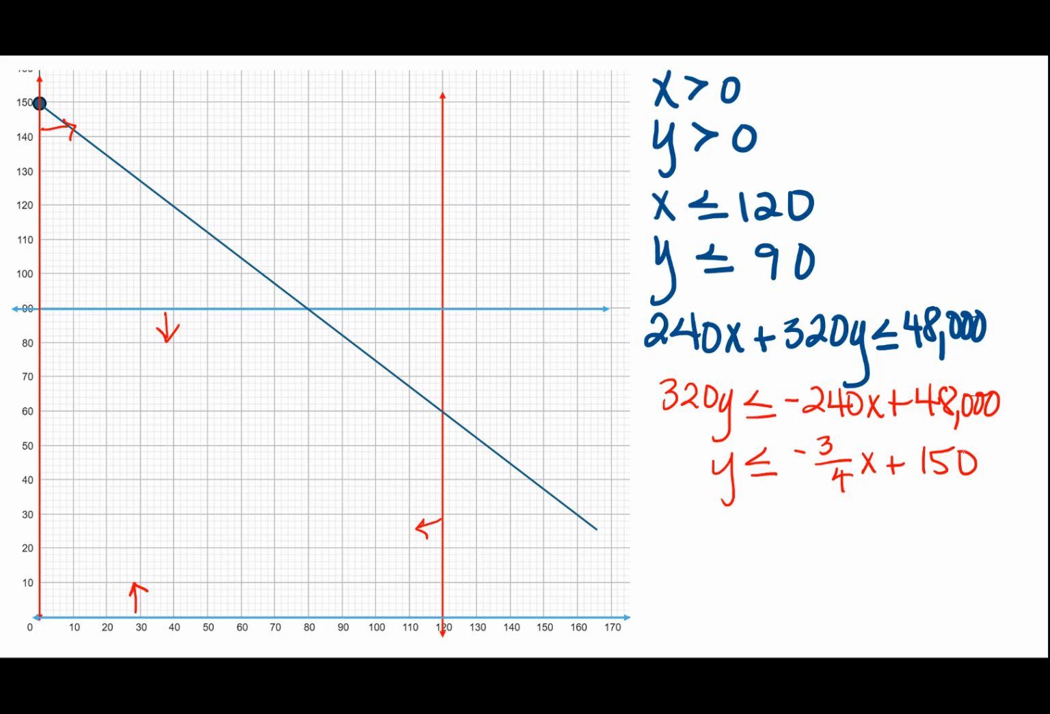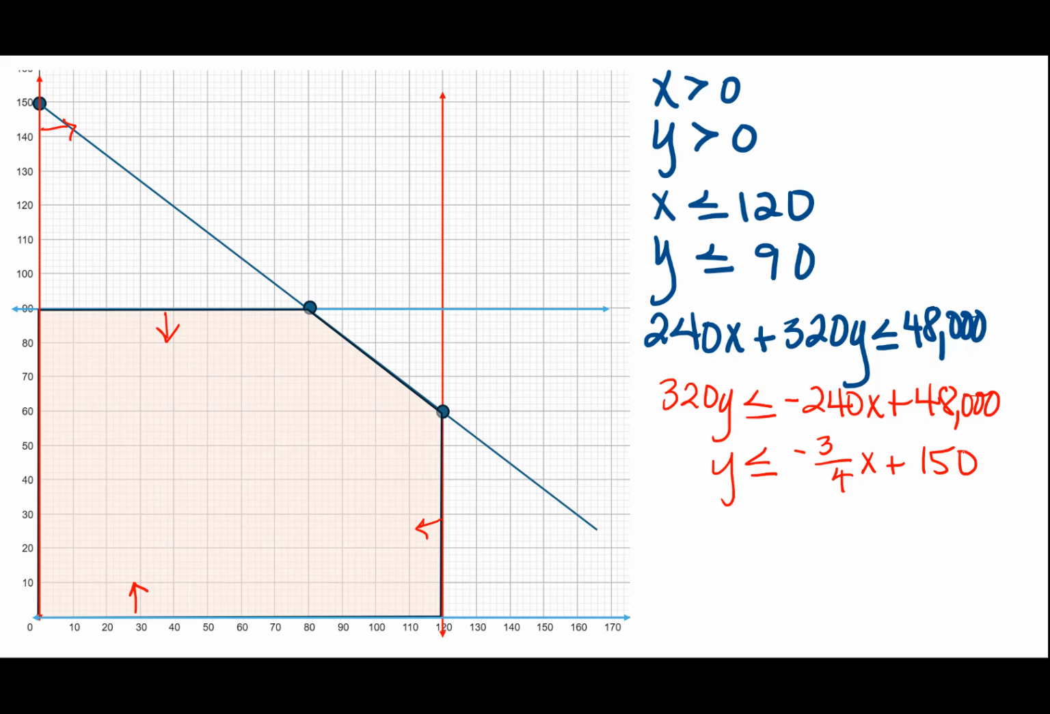And we can see that that line is going to intersect the horizontal line where y equals 90 right there at (80, 90), and it's going to intersect the vertical line at 120 right there at (120, 60). And this one is easier to figure out where they intersect because they're giving you a horizontal and a vertical line. If they give you two slanted lines, you're going to have to solve a system of equations to find out where those lines intersect if it's not obvious.